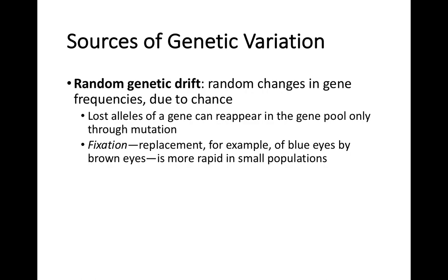One other form of variation is random genetic drift. These are random changes in gene frequencies that appear due to chance. So the best way to exemplify this is, I've got a bag. Okay, we're going to play a little game. And so you think of these questions and answer them in your own mind.